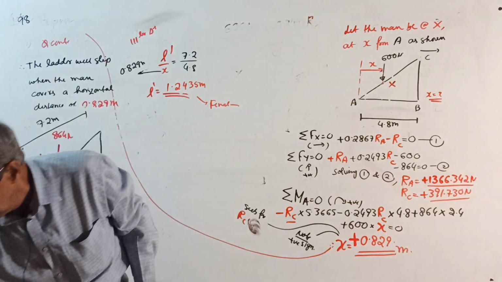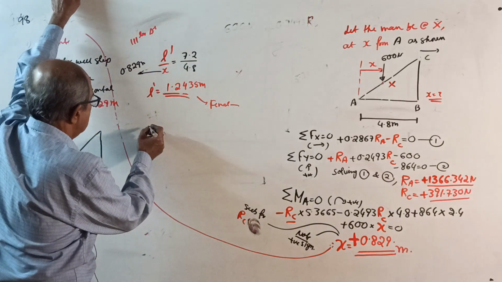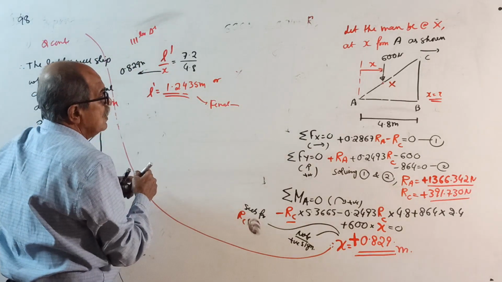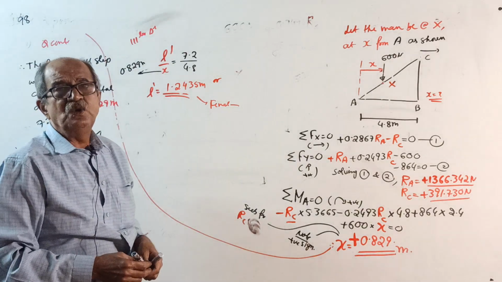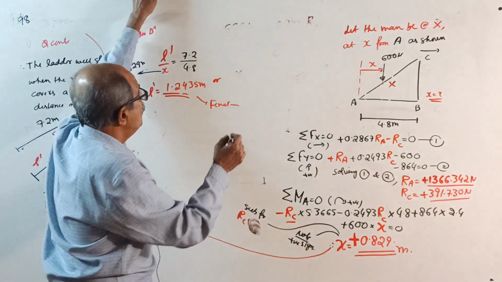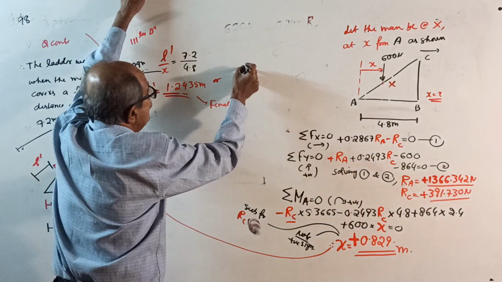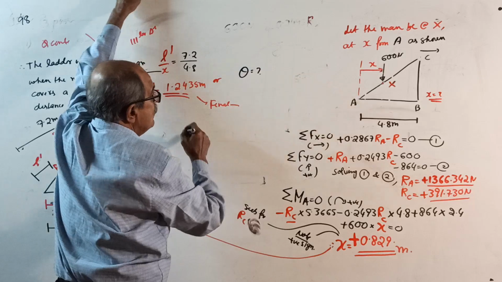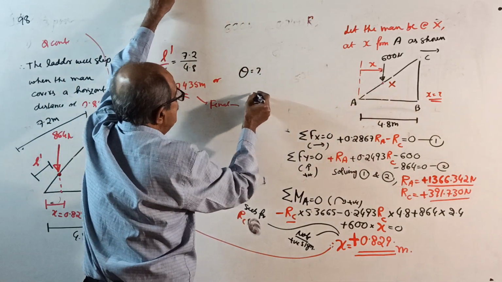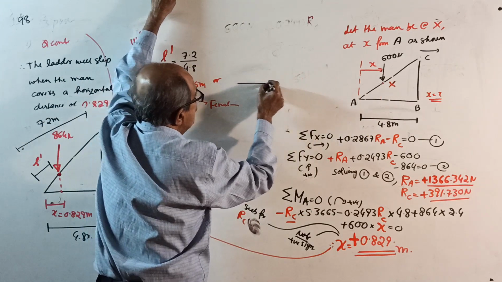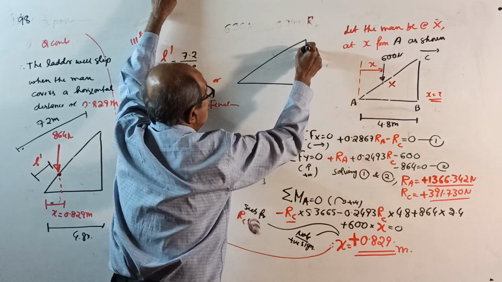Now, make a note, or you can do one more thing. If sometimes the length of the ladder is not known, but you know the horizontal and vertical, then you can find theta. See, one more option is there for you. Next time I'll do it that way.